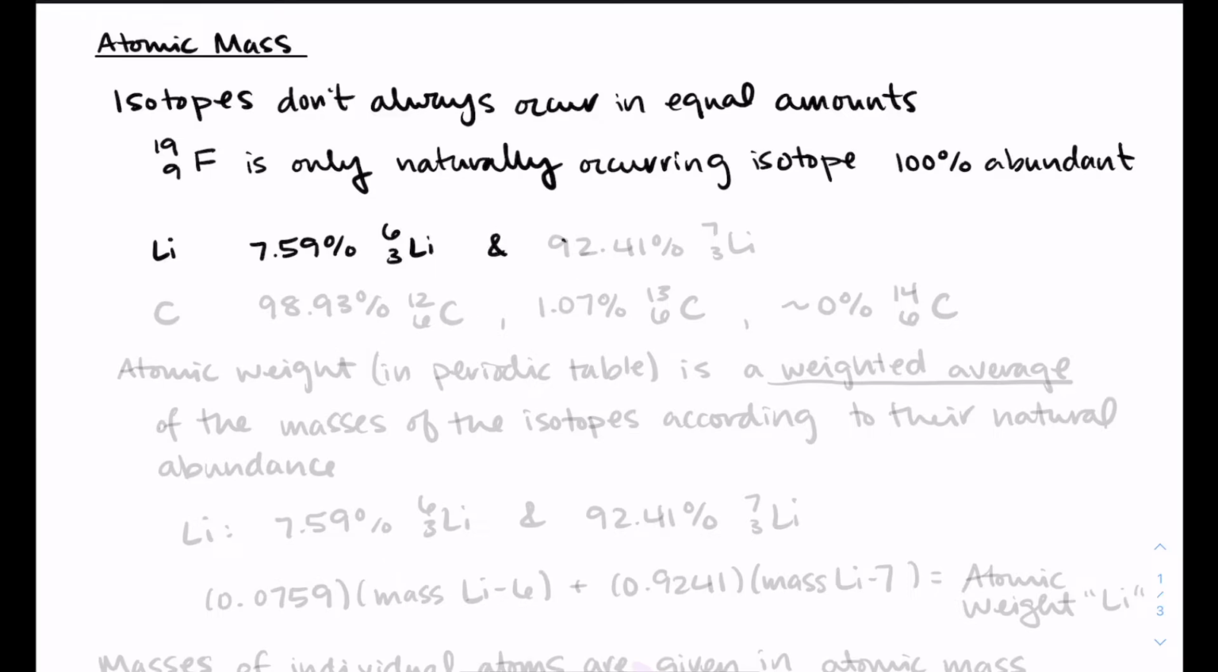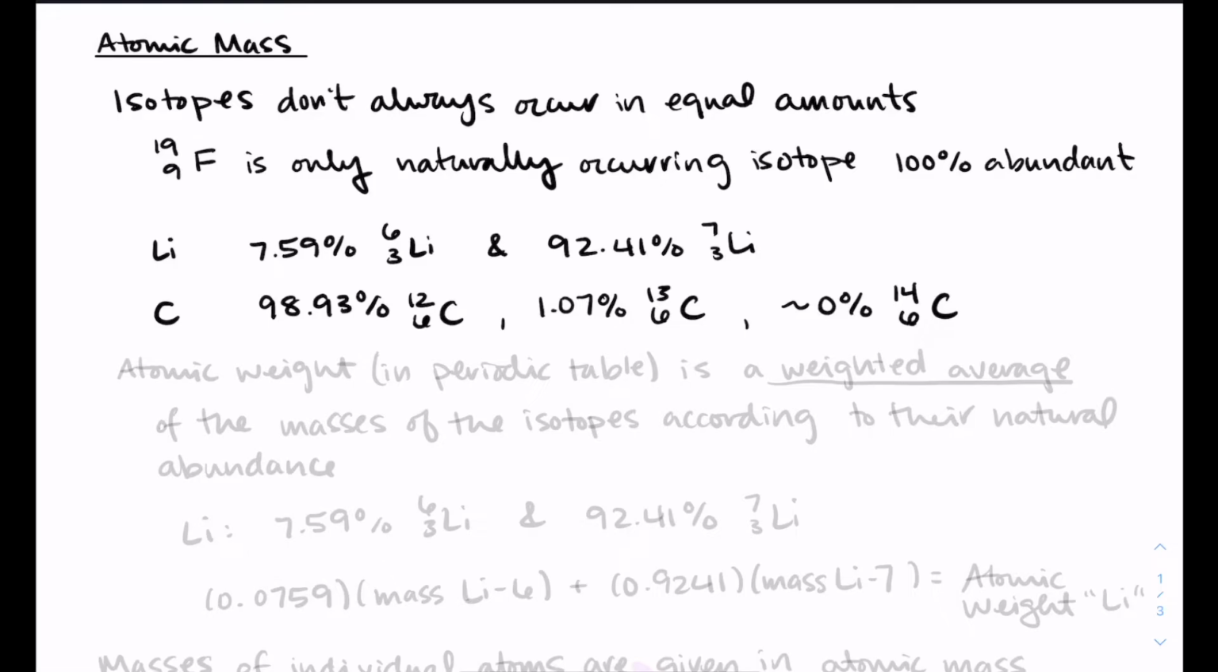Carbon is 98.93% carbon 12, 1.07% carbon 13, and approximately 0% carbon 14. It's just really, really tiny. There is carbon 14 that exists, and we use it for radiological dating, but it's a really tiny percentage of what is in existence naturally for carbon.